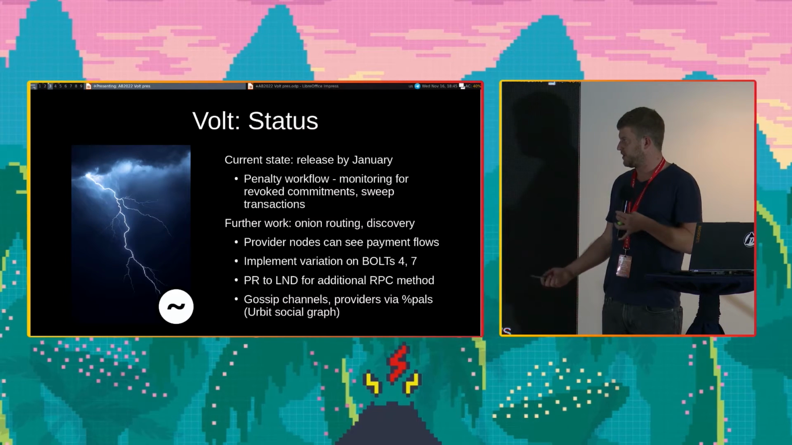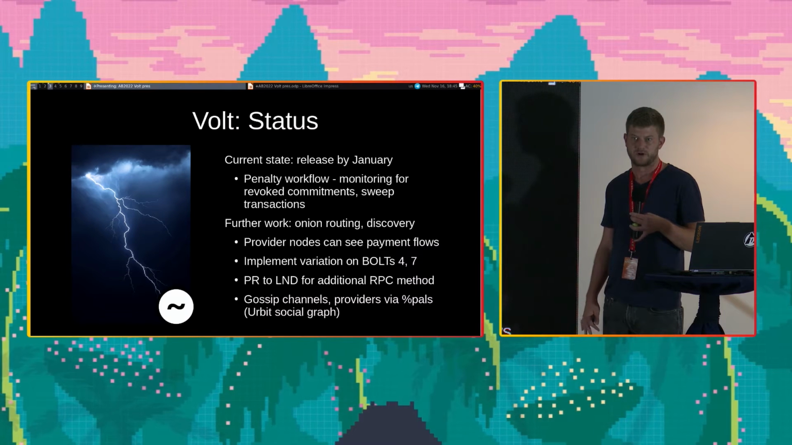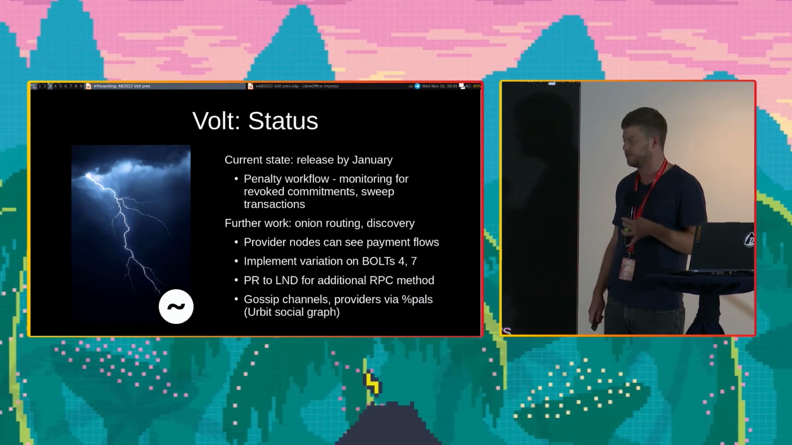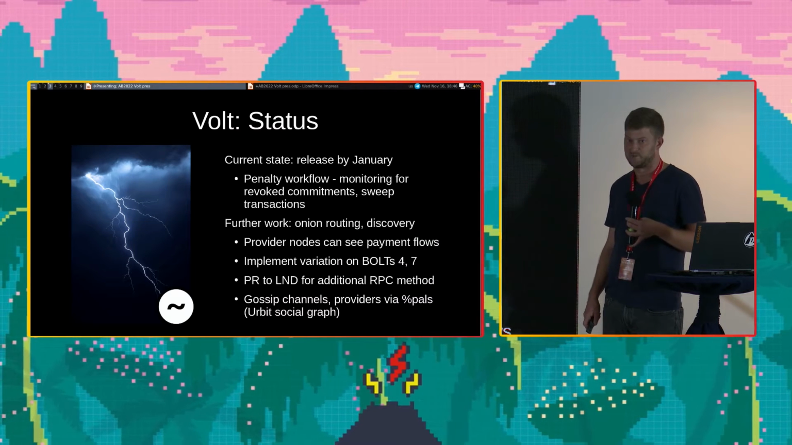So the current state: released by January. The last thing I'm working on is the penalty workflow, so monitoring for revoked commitment transactions and then sweeping them. That should be done quite soon, and we'll have something that's in beta.